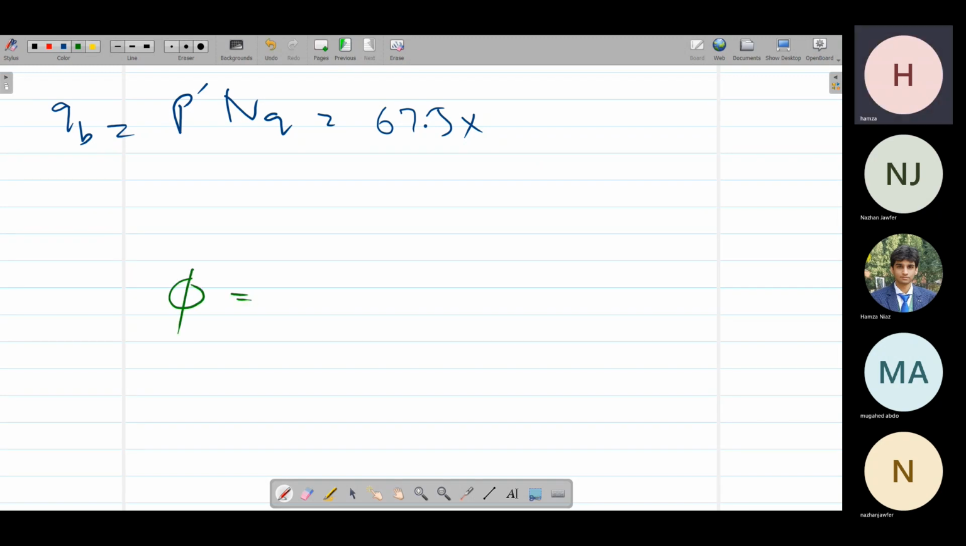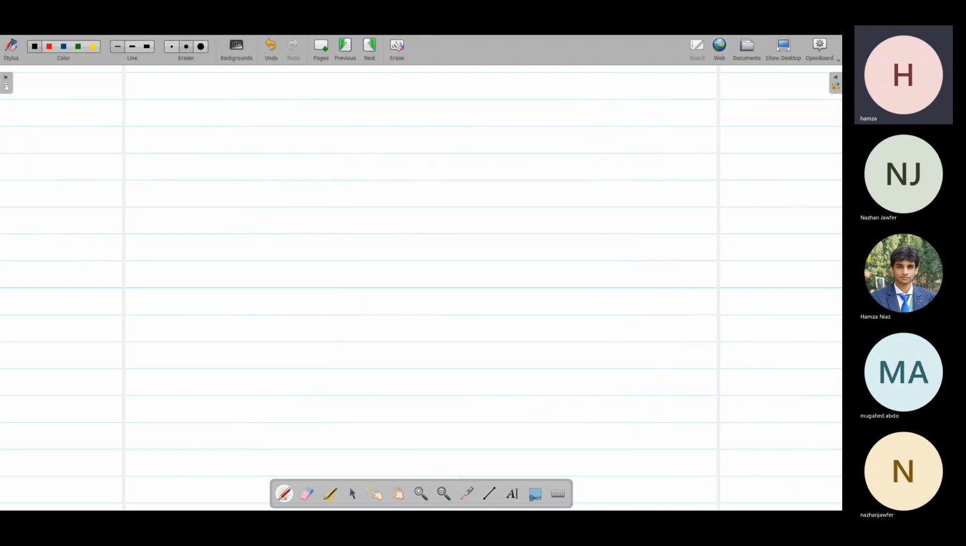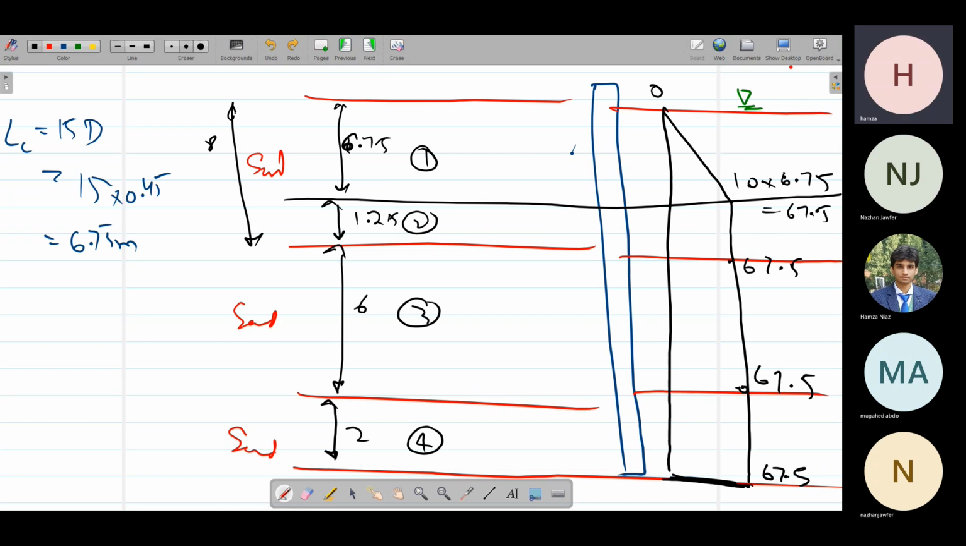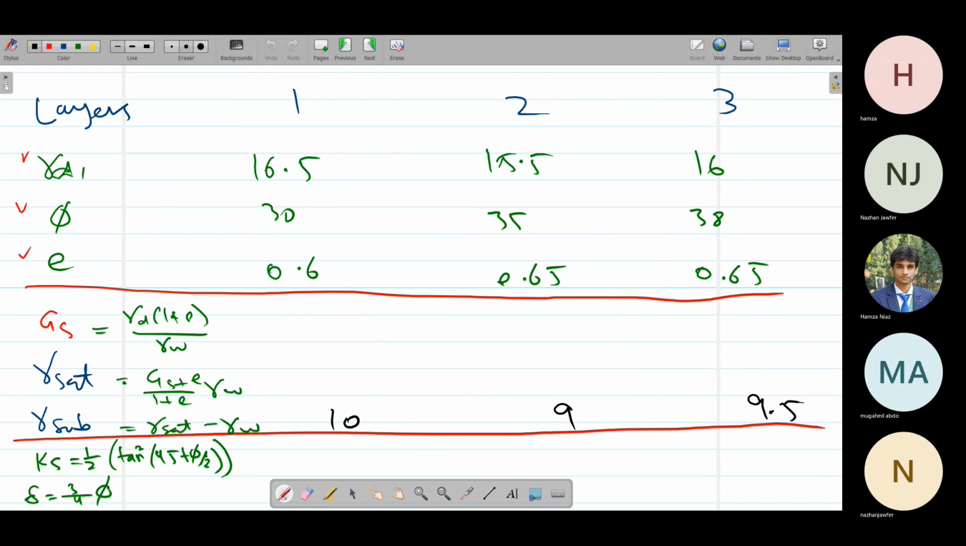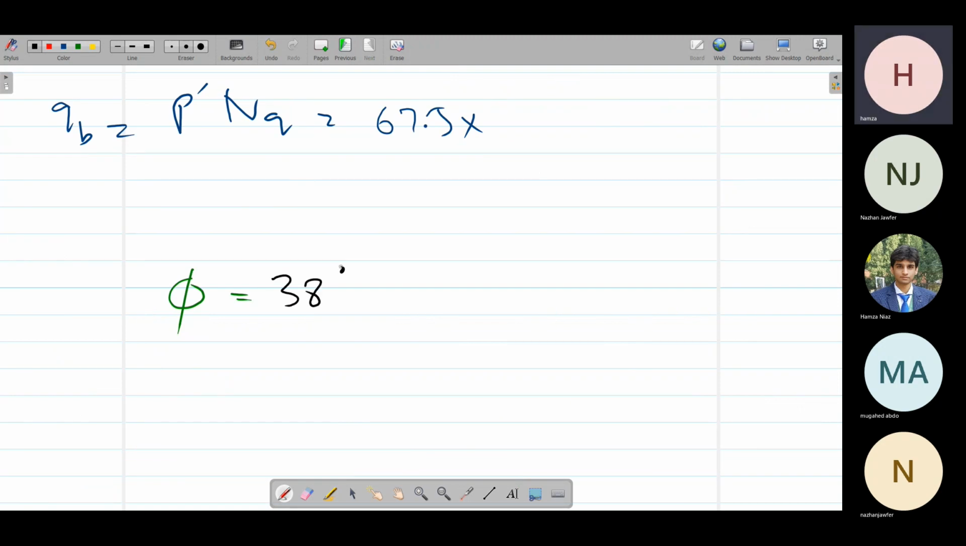So we are going to use the value of phi where the tip is. Remember, the tip is at the bottom. So whatever the strata where the tip is, we are going to use the phi of that strata. At the bottom layer, we have this phi value as 38. In the tip layer, we have the phi value as 38. So we are going to use this 38 value for this NQ calculation.